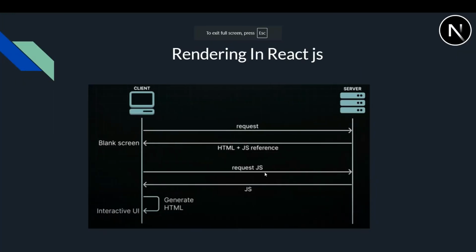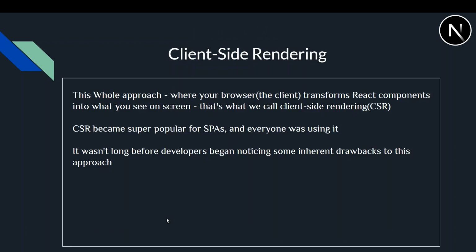When the required JS is called, it is delivered to the client, and it generates the required interactive UI and HTML for you. The whole approach where your browser, the client, transforms React components into what you see on your screen is what we call client-side rendering. CSR became super popular for single page applications, and everyone was using it. It wasn't long before developers began to notice some inherent drawbacks to this approach.